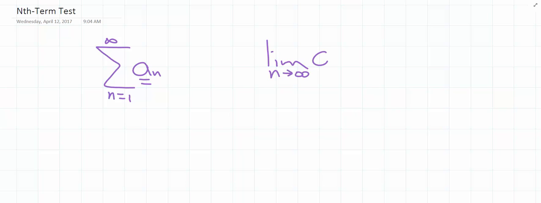So here's what the test says. Let's suppose that we've got a series, n goes from 1 to infinity of a sub n. If we say, let n go to infinity, the limit of a sub n, if that does not equal 0, then the series diverges. So this must equal 0 for the series to converge. If the series converges, then this is true.